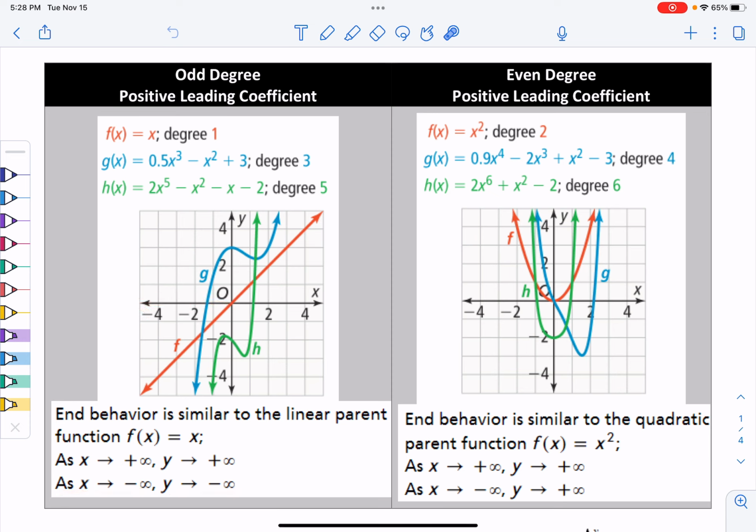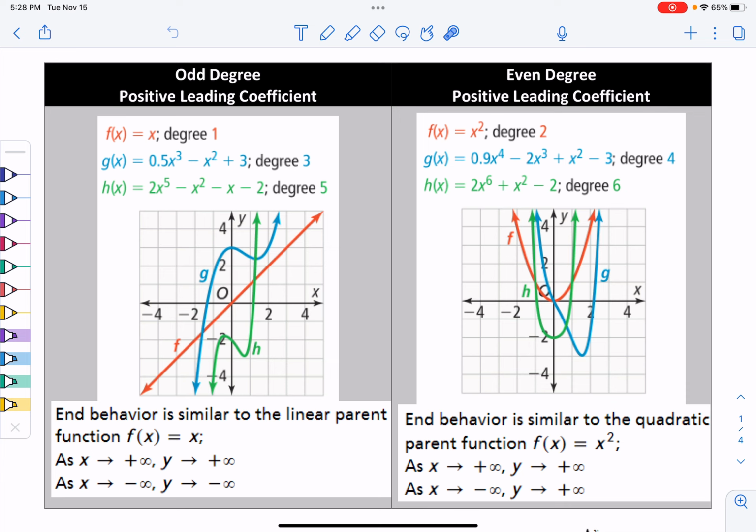All right. So in a polynomial function, if you have an odd degree polynomial function with a positive leading coefficient, and you only have this and don't have the graph, then you can know it's going off to positive infinity when x is going to positive infinity, and when x is going to negative infinity, it's going to negative infinity in the y direction.